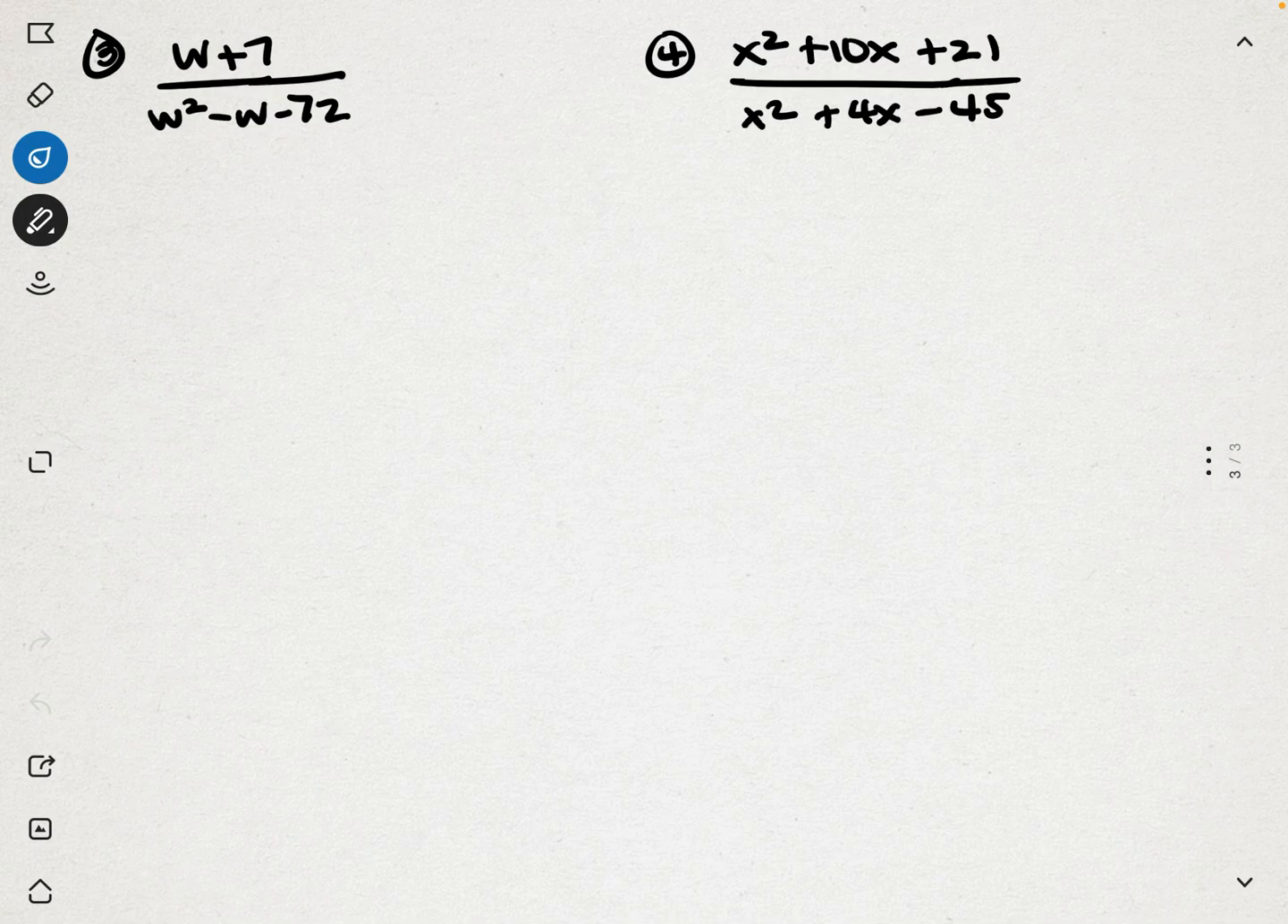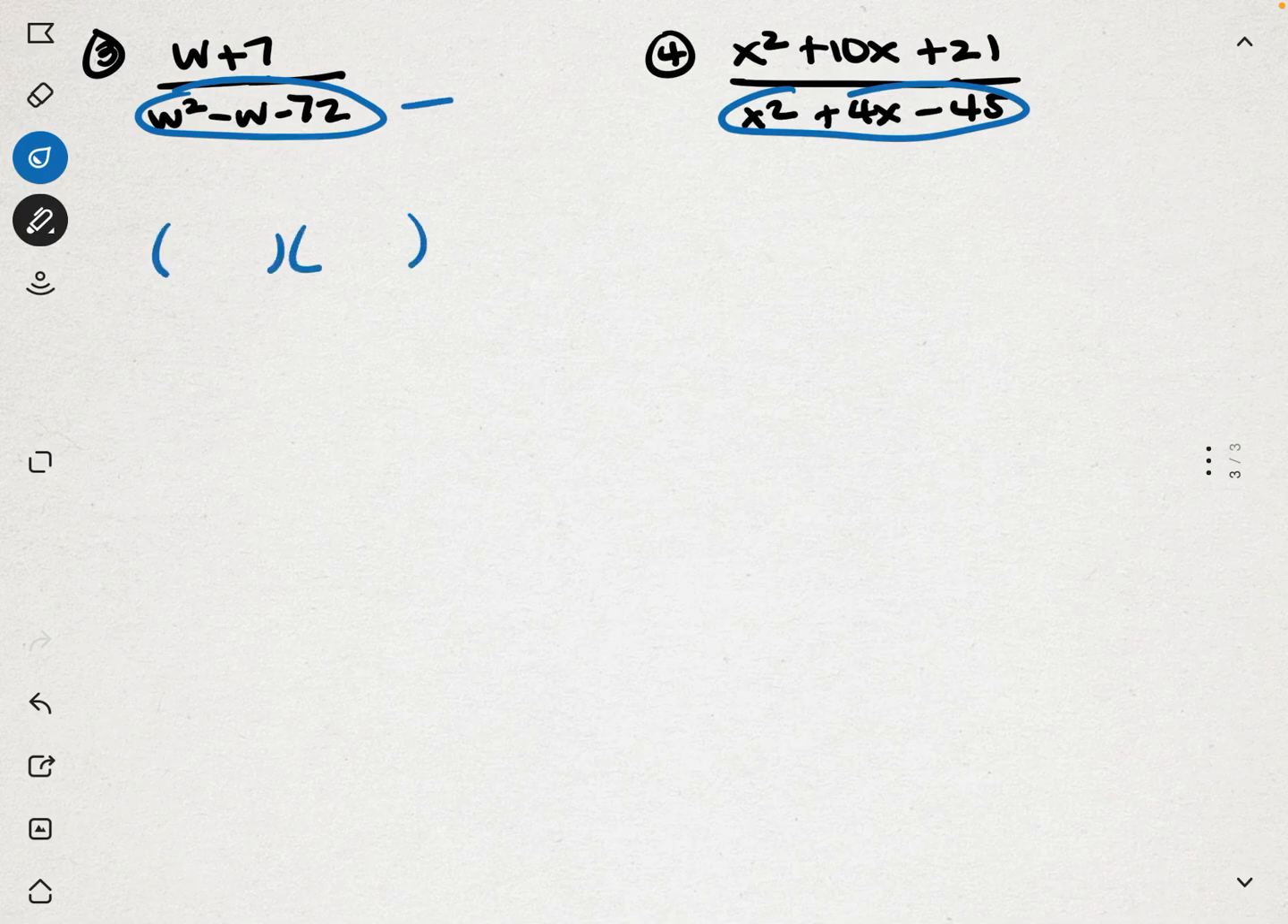Okay, last two. So these ones we're going to have to factor a little bit. These are not differences of squares, right? They're 3 terms. All right, so we lucked out because there's no number in front of our x squared or w squared. There's no coefficient there, so these are a little bit easier to factor. So let's just go ahead and factor them.